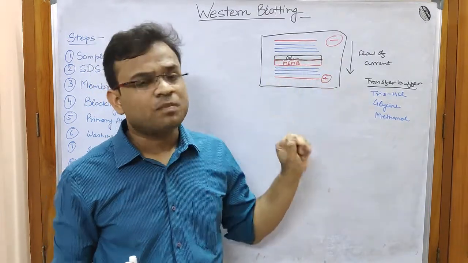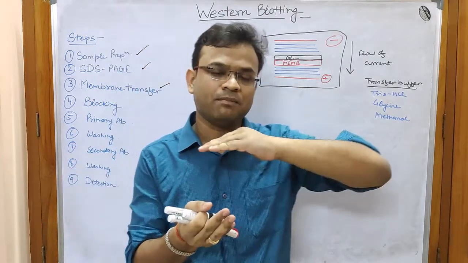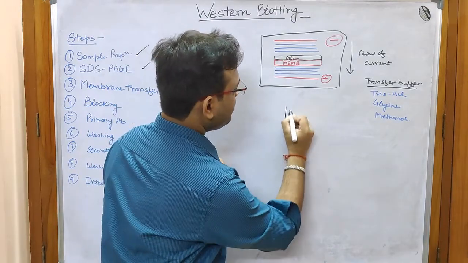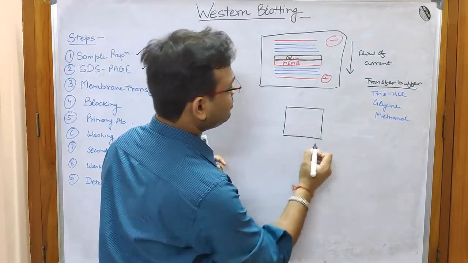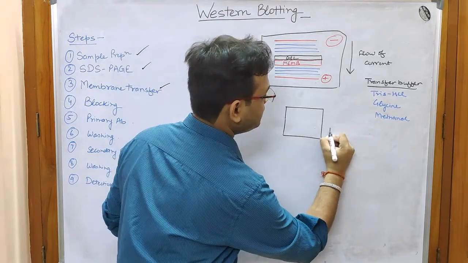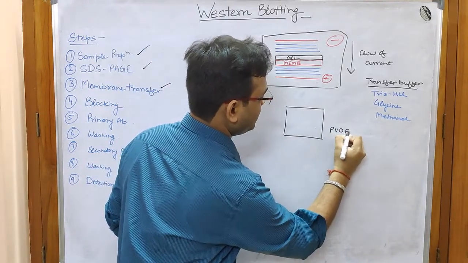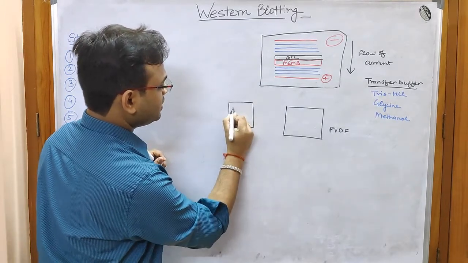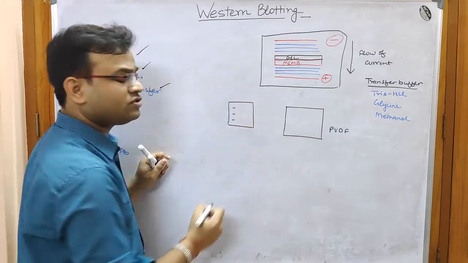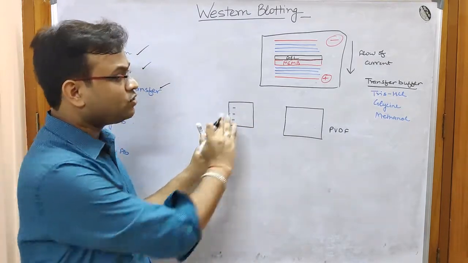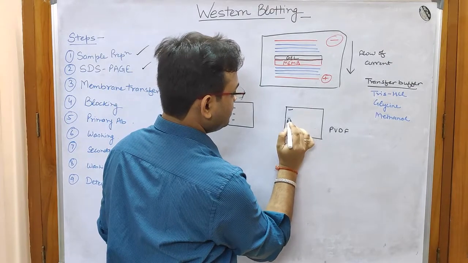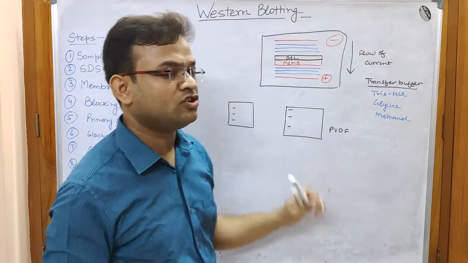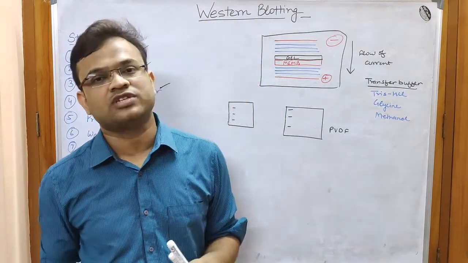So this membrane is obtained. After the Western blotting is done, you will obtain a membrane. Let me show you. Suppose this is the PVDF membrane, and here this was the gel. Suppose here, here and here there are three proteins that you had to transfer. Now in the same positions, these proteins would be present on the PVDF or the nitrocellulose membrane.